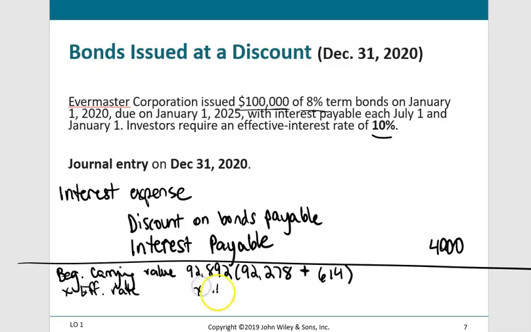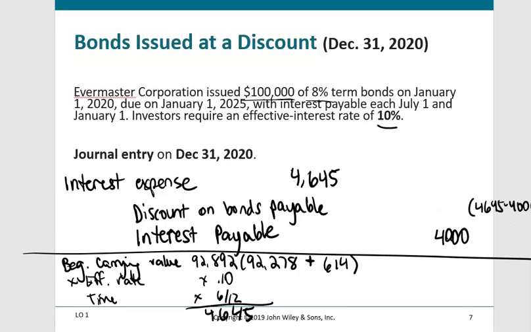10%, and we multiply that by the time. It's been 6 out of 12 months since we last recorded this, or 10% divided by 2. When we take 92,892 and multiply it by what is essentially 5%, we get interest expense of $4,645. The discount on bonds payable is simply the difference between the interest expense and the cash paid. So the discount is amortized and reduced by $645.